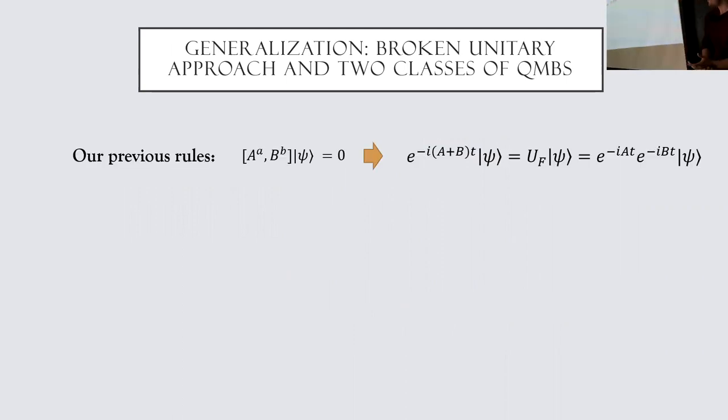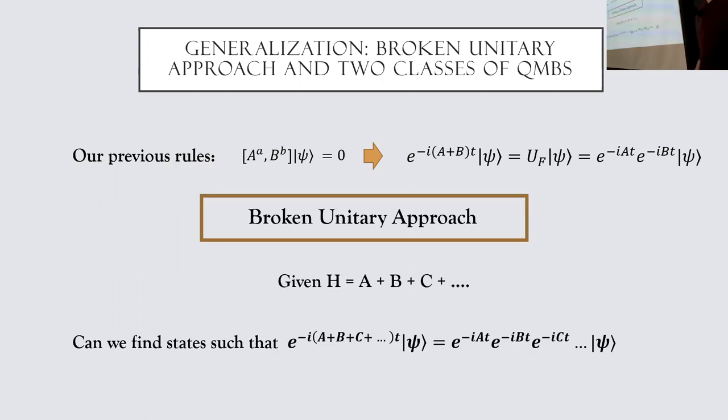Can we try to continue and generalize what we found to see if we can include more models into our constructions? So remember that our previous rules were the following, right? We have this A and B term, and we ask for arbitrary powers of them to commute on a given subspace of state psi. And I said that you can believe me that then the time evolution of the full Hamiltonian A plus B will be the same as the time evolution of the flow K unitary. Now this leads us to the following generalization, or just the broken unitary approach.